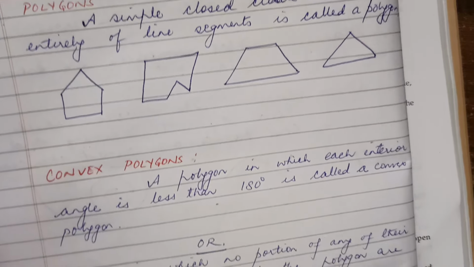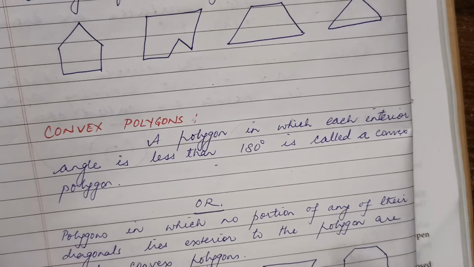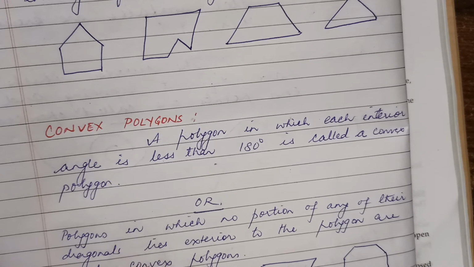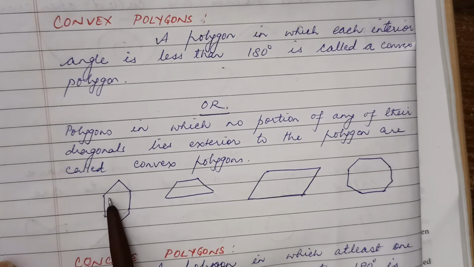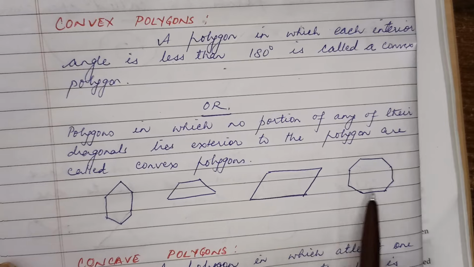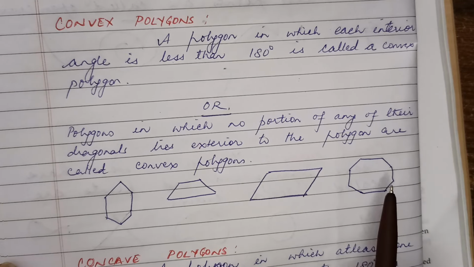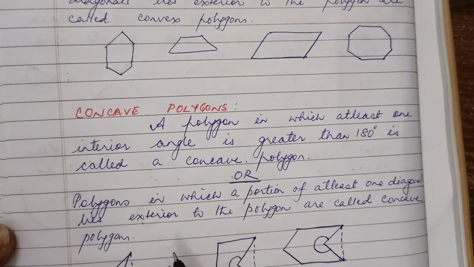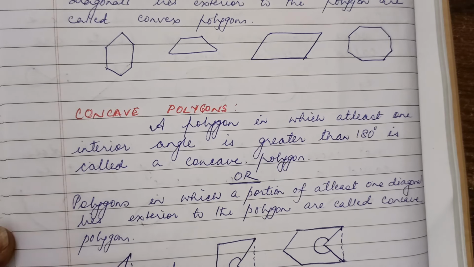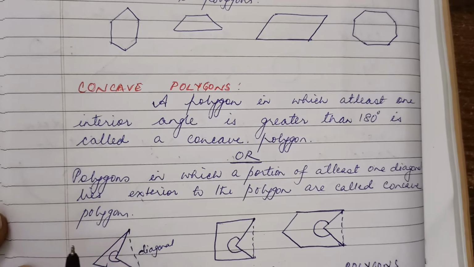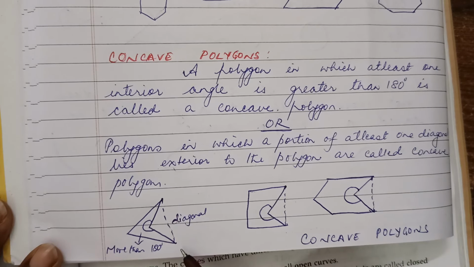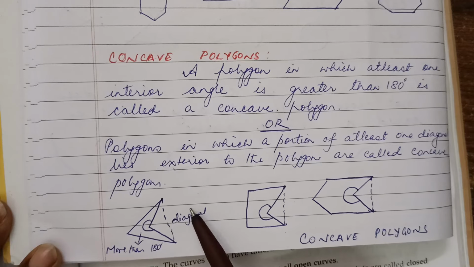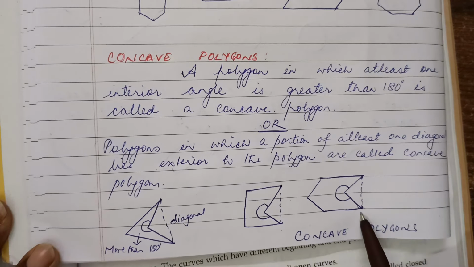There are two types of polygons, convex and concave polygons. Convex polygon is one in which each interior angle is less than 180 degree. So each interior angle should be less than 180 degree. Then it is a convex polygon. Okay. Then concave polygon, a polygon in which at least one interior angle is greater than 180 degree, means it is a reflex angle. Then it is a concave polygon. Another characteristic of concave polygon is that at least one diagonal should lie exterior to the polygon. Okay, so this is called concave polygons.